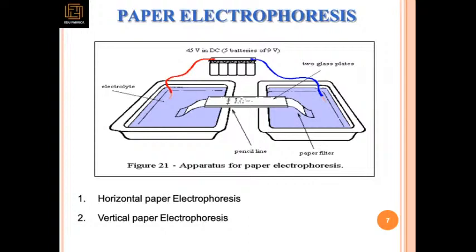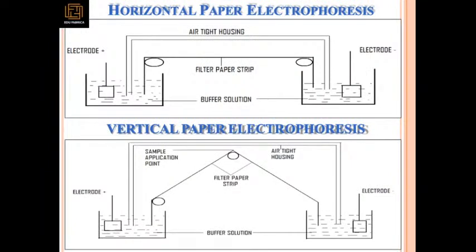So let's continue. Paper electrophoresis is of two types, horizontal and vertical paper electrophoresis, where you have electrolyte on the left and right, positive and negative, attached to the battery, and in the center is a pencil line, and then there is a paper filter attached to both of them. Here is what the major structures look like: in the vertical one the sample is applied at the sample application point here, and in the horizontal one your sample application is done there. Then there is a positive electrode and a negative electrode attached with rods, and you have buffer solution in it, with an airtight housing in both cases.